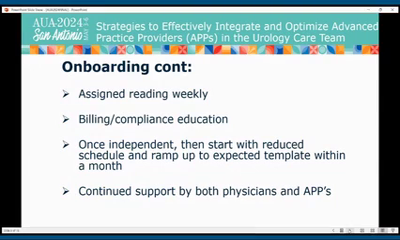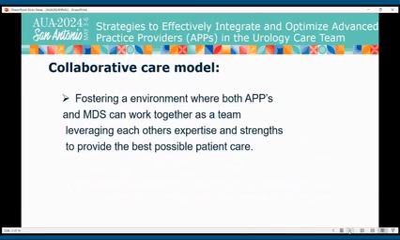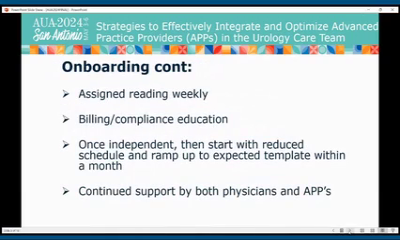Once our APPs are independent, again, that's anywhere from 3 to 6 months, we will start them with a reduced schedule and then slowly ramp them up to their expected template within that month. Our APPs' templates are set somewhere around 16 to 18 patients, depending on the subspecialty. And that allows us to have some room to add patients to their schedule as well.